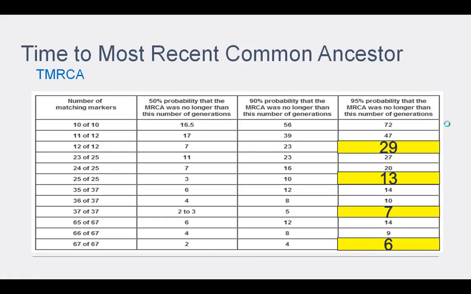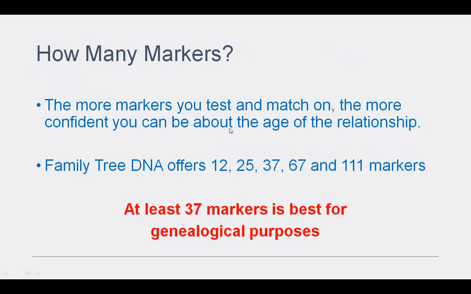And so actually, I talk about that on the next page here. So the bottom line with this is that the more markers you test and match on, the more confident you can be about the age of the relationship, the more precise we can be about the time frame where you should have a common ancestor with your match. And out of the 5 marker levels, that middle level, that 37 marker level, based on the number of generations on the previous chart, really 37 is the best minimum level for genealogical purposes.